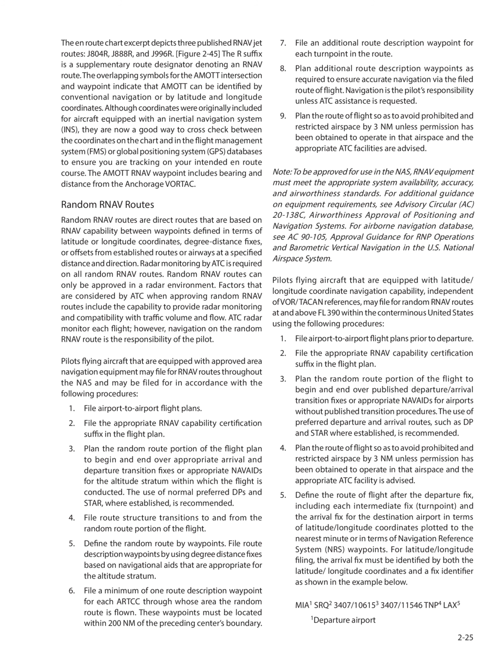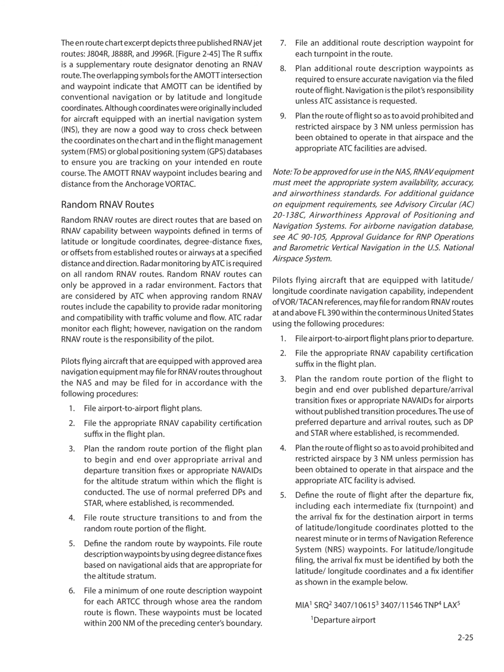4. File route structure transitions to and from the random route portion of the flight. 5. Define the random route by waypoints. File route description waypoints by using degree distance fixes based on navigational aids that are appropriate for the altitude stratum. 6. File a minimum of one route description waypoint for each ARTCC through whose area the random route is flown. These waypoints must be located within 200 nautical miles of the preceding center's boundary. 7. File an additional route description waypoint for each turn point in the route.